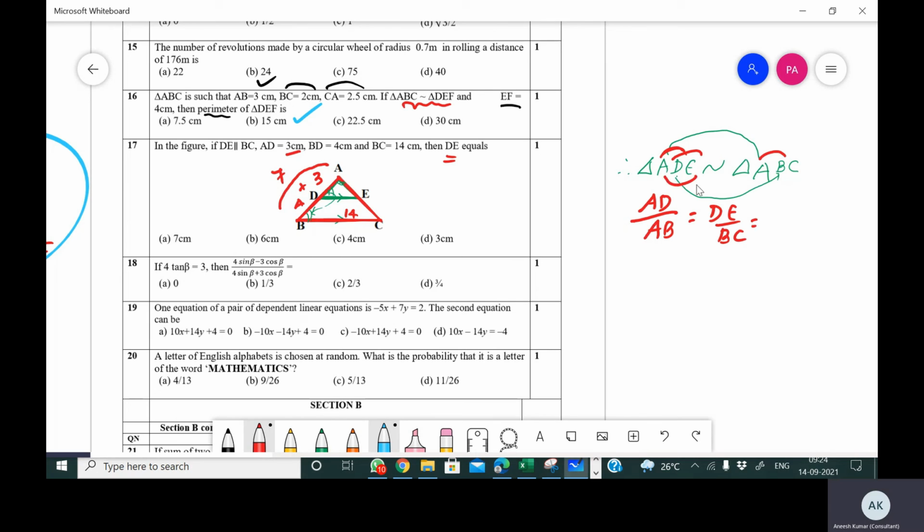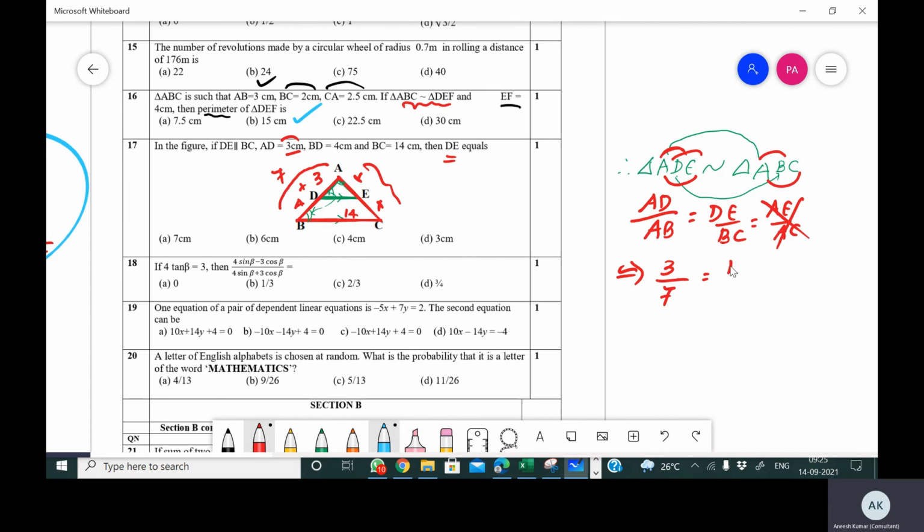You can take AE also, first and last letter. Here first and last is AC. But AE is not given, EC is not given, AC is not given. So you don't have to use this last portion. AD's value is given in the question itself, it is 3. And AB we have calculated using 4 and 3. AB is 7.